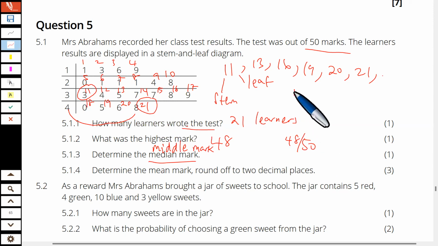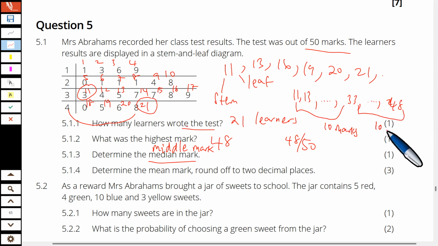So if you order them, then you have 11, you have 13, and so on. And then you have 33, and then you have 48. So these marks are going to be 10 marks here, and then there are going to be other marks here, which is also 10 marks. So in the end, you have the centermost mark.